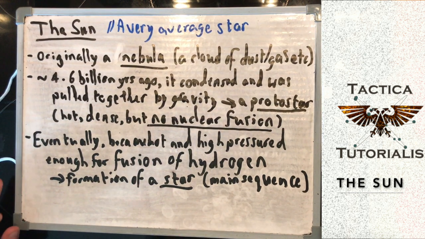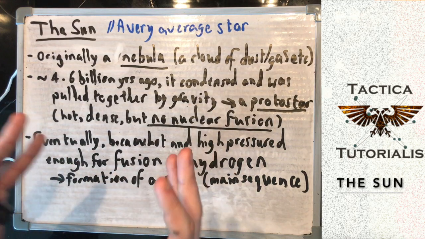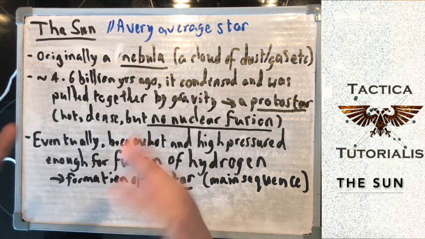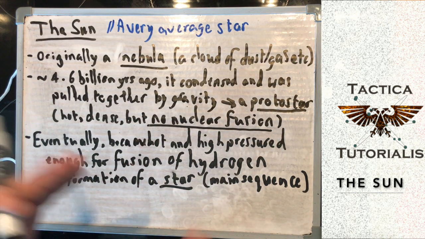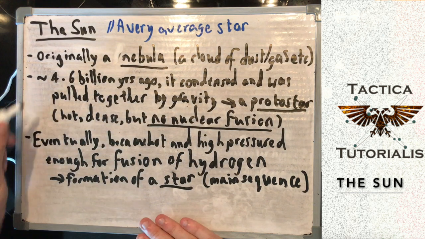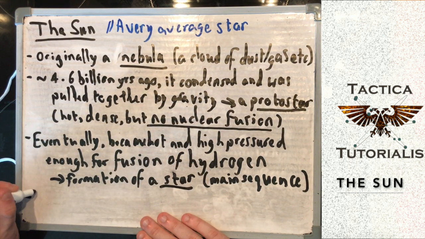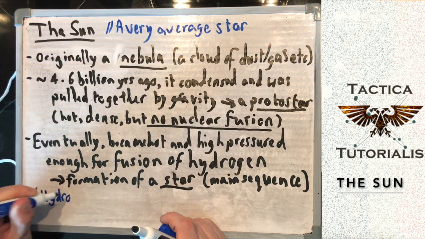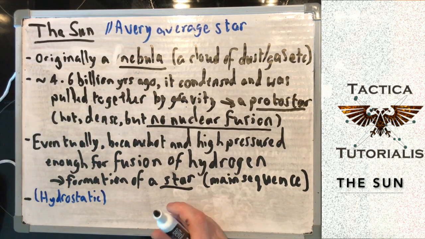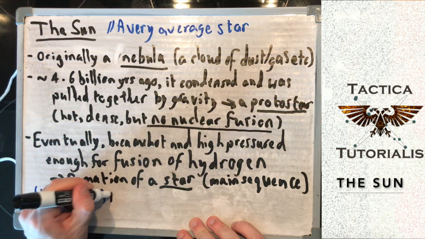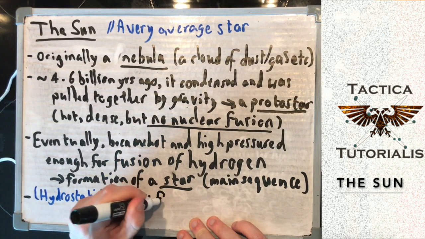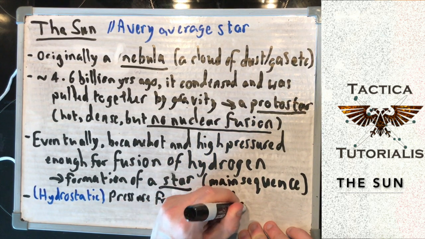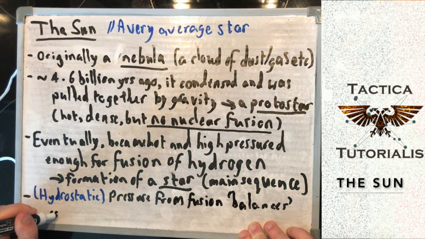But you might be thinking, but Tactica, I've got a giant ball of gas that is super duper heavy, and we know it's super heavy because it collapsed in on itself to create this nuclear reactor, to create the protostar in the first place. So why hasn't it all collapsed in on itself? Well, dear student, what we say is that the pressure, and I'm going to put a word in brackets here that you don't need, but you might come across it if you take physics further, something called hydrostatic pressure, from the fusion balances collapse due to gravity.